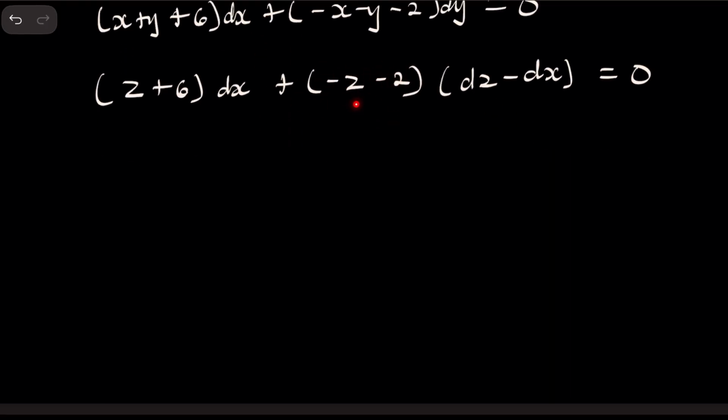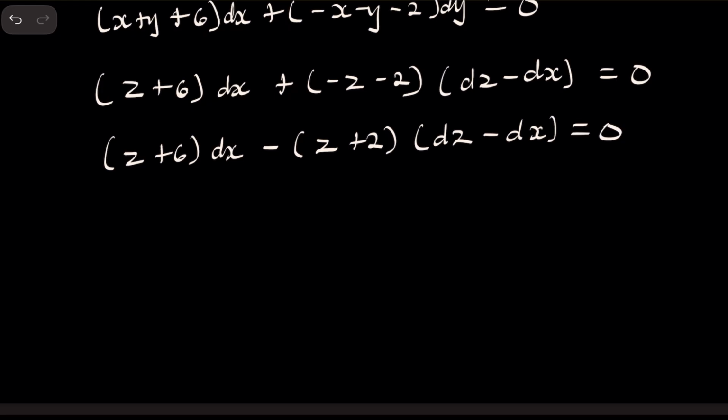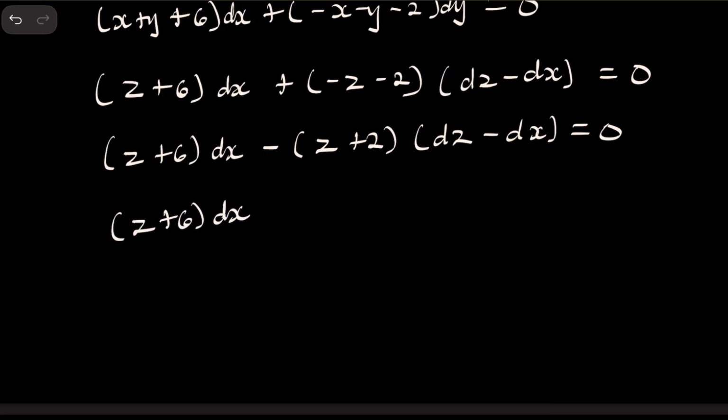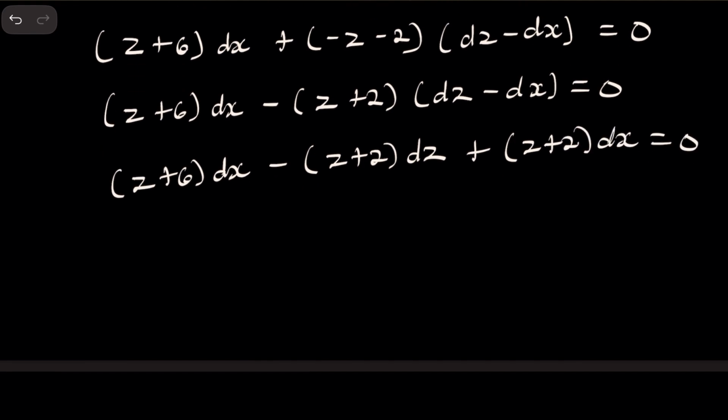Let's factor out -1 from this term. And so we are going to have (z + 6) dx - (z + 2)(dz - dx) = 0. So we now distribute this guy. So we are going to have (z + 6) dx - (z + 2) dz, and here we're going to have -1 times -1, which will be plus. So that will be (z + 2) dx = 0.